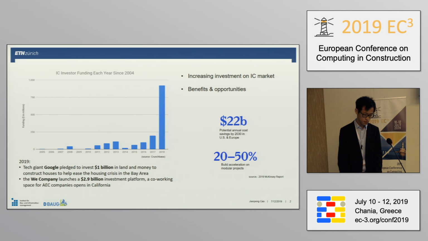So let's start. From 2004, we can see more and more investors stepped into this industrialized construction market. Especially from 2018, you can see a drastically increasing investment, including $1 billion from Google and $2.9 billion from Wake Company. And we can see the momentum behind those facts: probably $22 billion potential annual cost saving and 20 to 50% time saving offered by this kind of industrialized construction project, as reported by McKinsey in 2019.